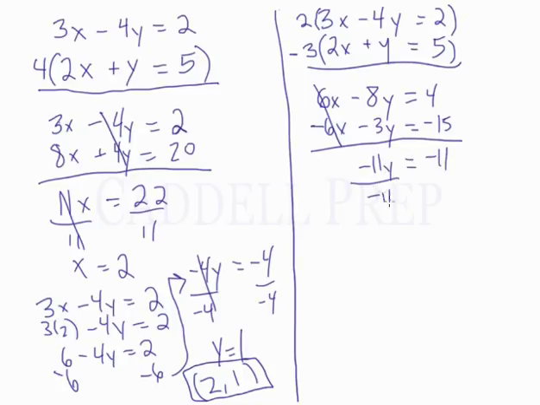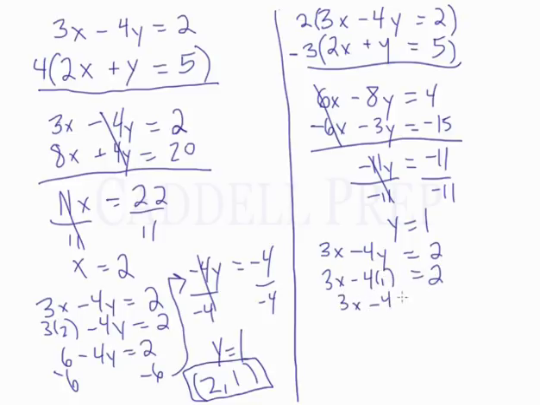So just divide by negative 11 on both sides. I get that y equals 1. Just like we found this way. So I'm just going to use this to solve for x. So we take one of the original equations. 3x minus 4y equals 2. So 3x minus 4 times 1 equals 2. 3x minus 4 equals 2. Add the 4. Get 3x equals 6. And the last step, divide by 3. We get x equals 2. So again, our solution is 2, 1.